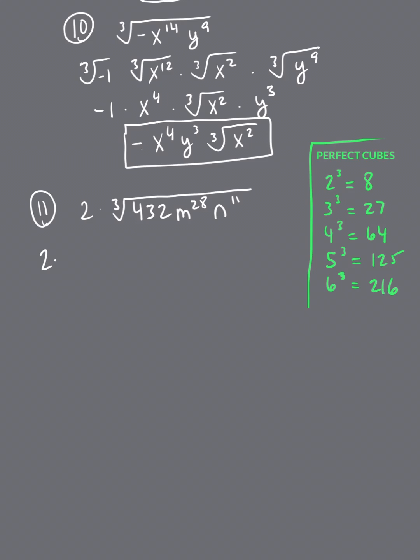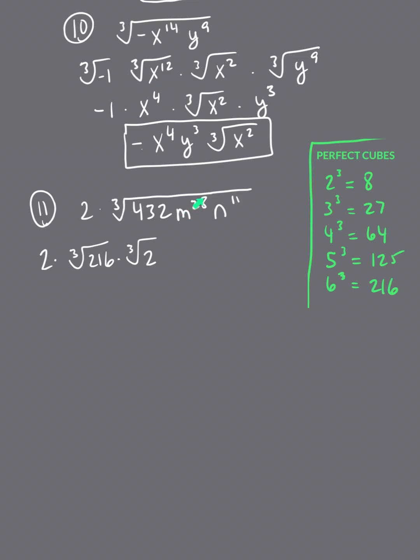Go ahead and pause the video and figure that out. You have the cube root of 216 times the cube root of 2, since 216 times 2 is 432, and the cube root of 216 is 6.